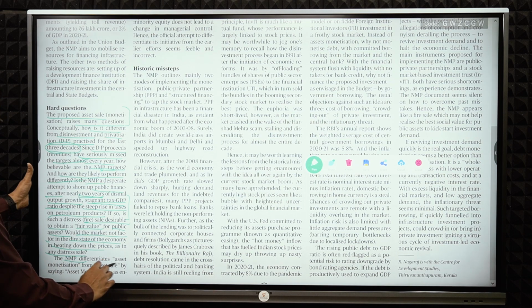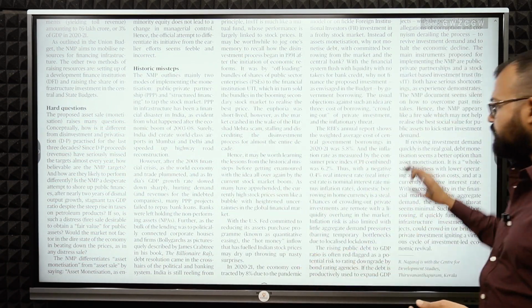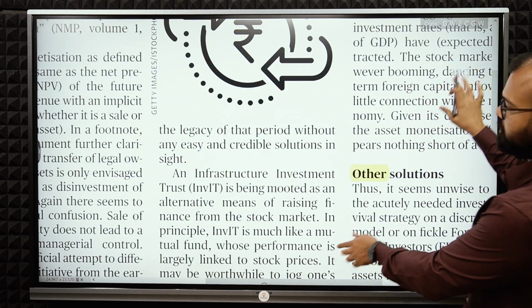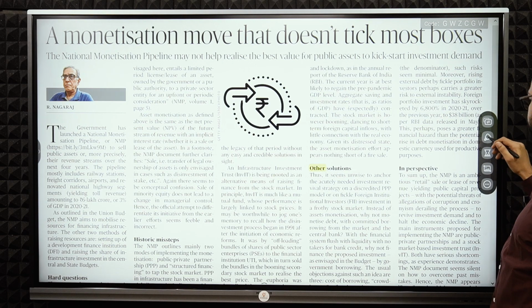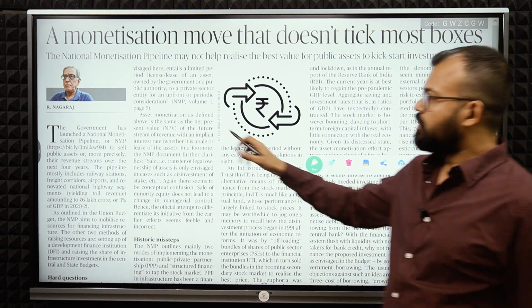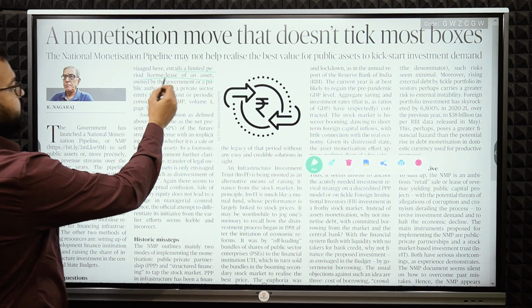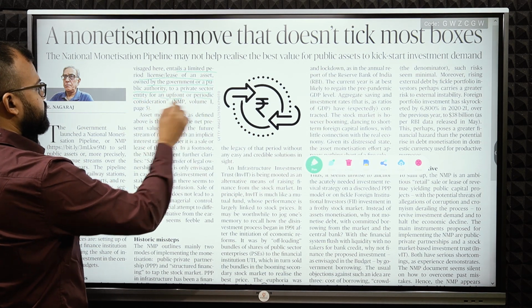The NMP differentiates asset monetization from asset sale. The definition they have given is different: asset sale is different and asset monetization is different. So let's see the definition they have given. Asset monetization entails a limited period license or lease of an asset that is owned by the government or a public authority to a private sector entity for an upfront or periodic consideration. So it's not a permanent thing.